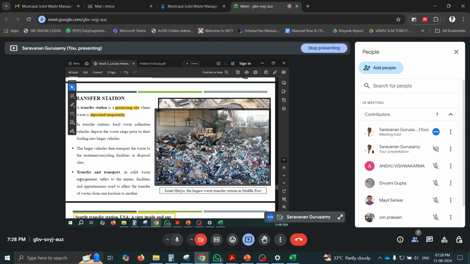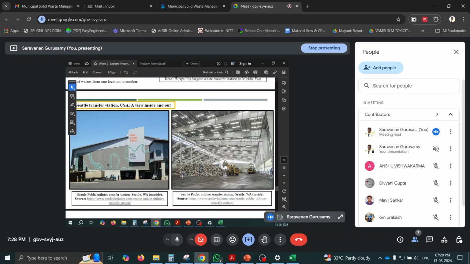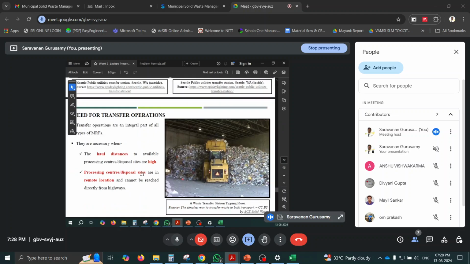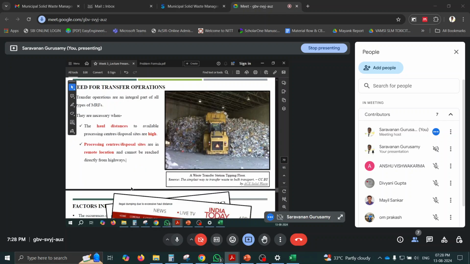Transfer and transport in solid waste management refers to facilities and apparatus used to effect transfer operations. It is necessary when the haul distance to available processing sites is higher. If the MRF facility or any landfill is very far from the location, then we can have a transfer station. And if processing centers and disposal sites are in remote locations and cannot be reached directly from the highways, in that case also we can easily construct a transfer station.